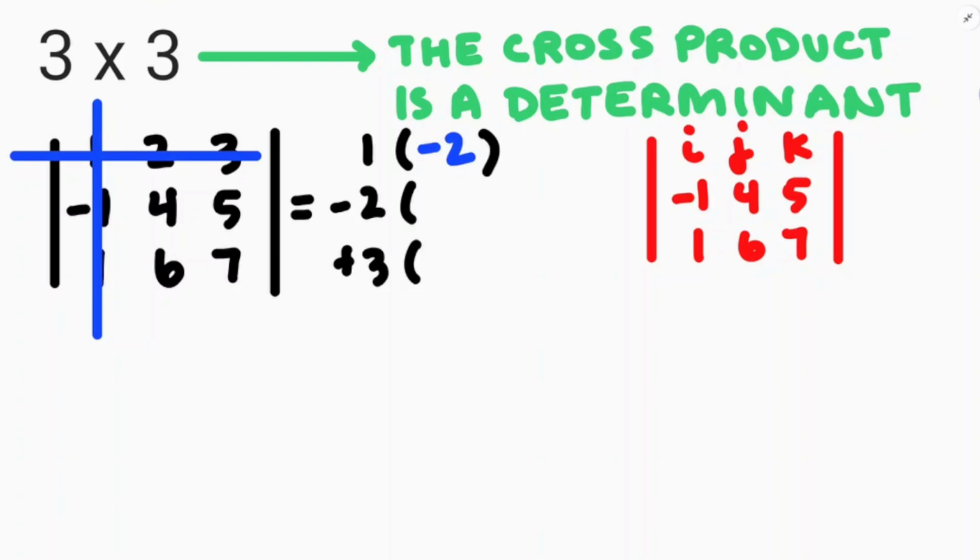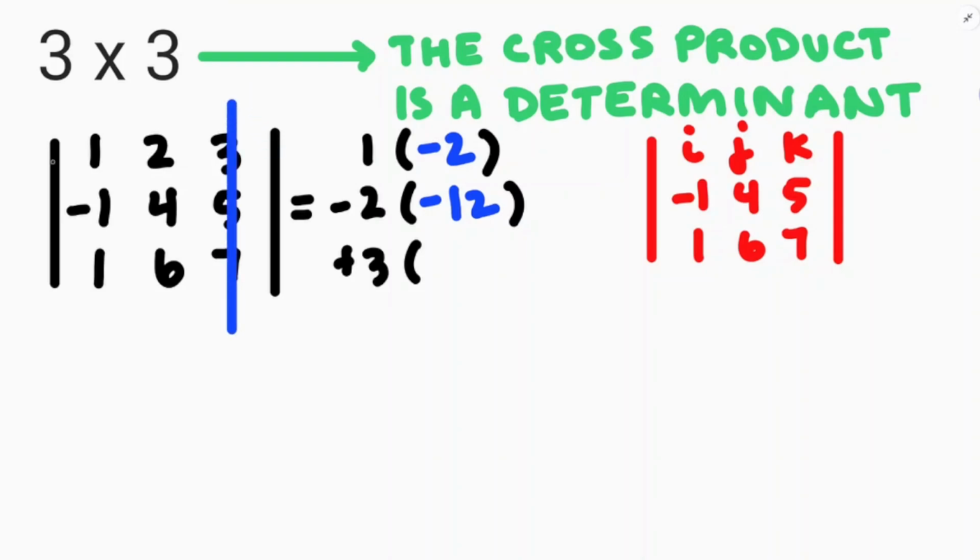Then I'm going to do the same thing with 2. I'm going to block off that column and this row, and say negative 2 times the determinant of what's left. Negative 1 times 7 is negative 7, minus 5 more is negative 12. Then I get rid of that; usually we use a finger to do that. And then plus 3 times, so I block off that column and that row, and say negative 6 minus 4 more is negative 10. That's a lot of negativity here.